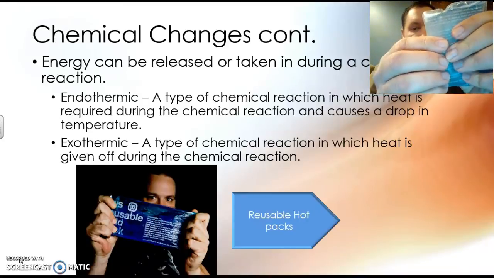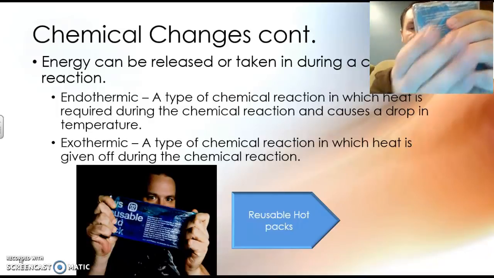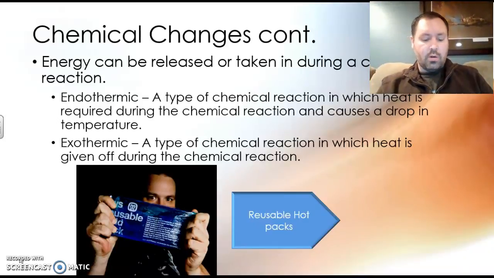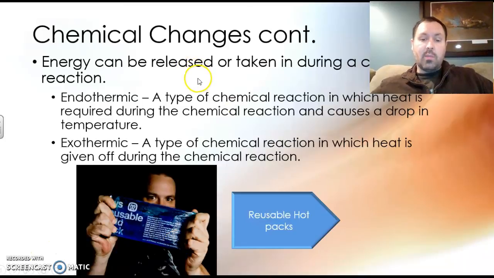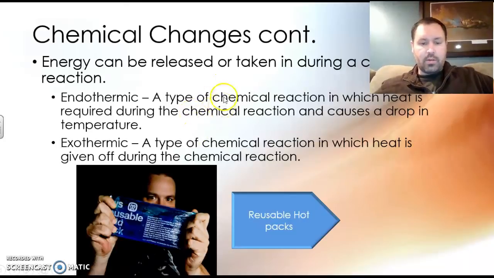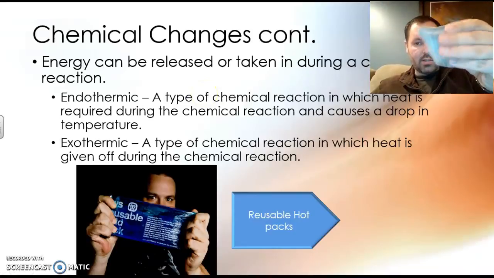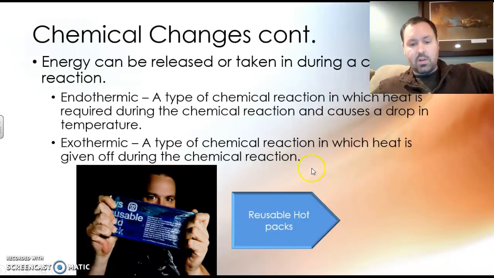Now they also make reusable cold packs, or I'm sorry, single-use cold packs. You can find those at like Kroger or Walmart or something like that. With those single-use packs, basically you mix two chemicals together and it goes through an endothermic chemical reaction and it gets really, really cold. And you can put it on an injury for football, basketball, or track or something like that. So they make packs that go through exothermic chemical reactions like this, and they also make packs that go through endothermic chemical reactions where it gets cold.